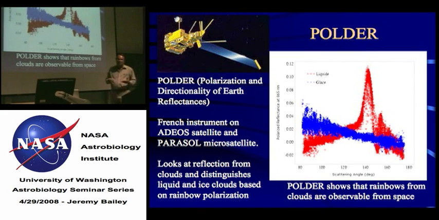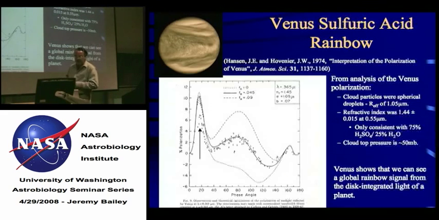And the basic aim of POLDER, at least of the polarization part of POLDER, is to distinguish between liquid water clouds and ice clouds, and it does this very clearly. So red is a liquid water cloud, and it produces a nice polarized rainbow curve, just like the ones I've shown you. And the blue is scattering off ice clouds, and it's completely different. There is still some polarization, but the curve is completely different, and there's no sign of the rainbow feature. So that shows you can really see these things looking at the Earth from space.